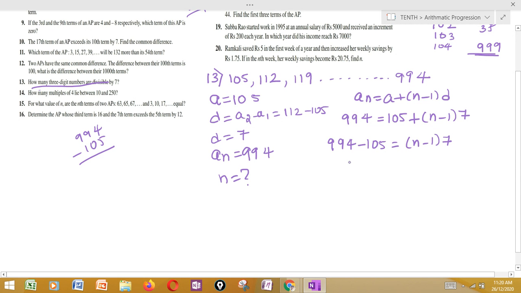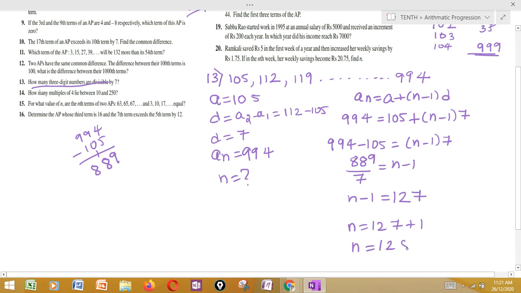You get 889. So 889 divided by 7 is equal to n minus 1, because of cross multiplication. Now n minus 1: 7 ones are 7, you are left with 18, 7 twos are 14, 4 remains, 7 sevens are 49. Hope you are clear with this: 127. So n is equal to 127 plus 1. You get n is equal to 128.